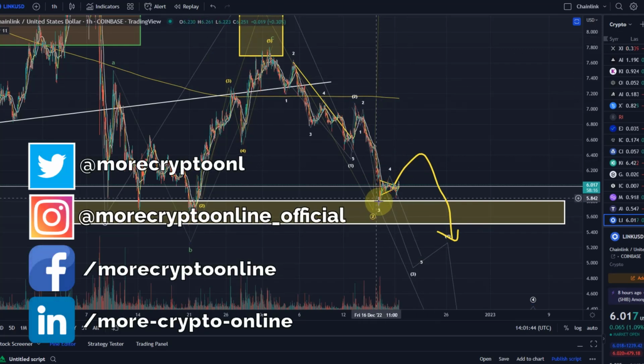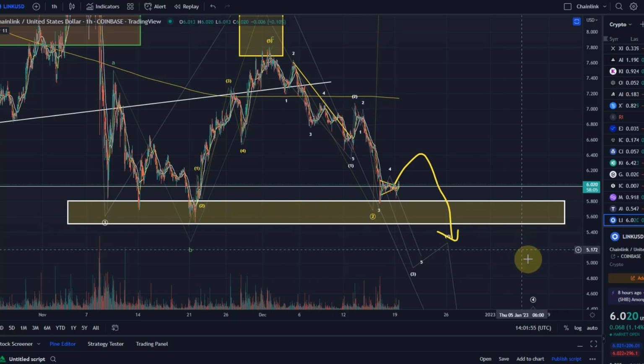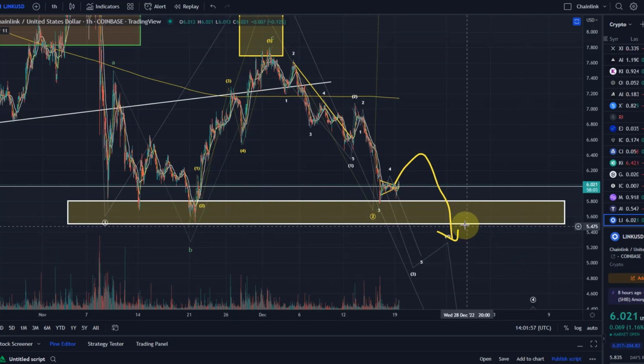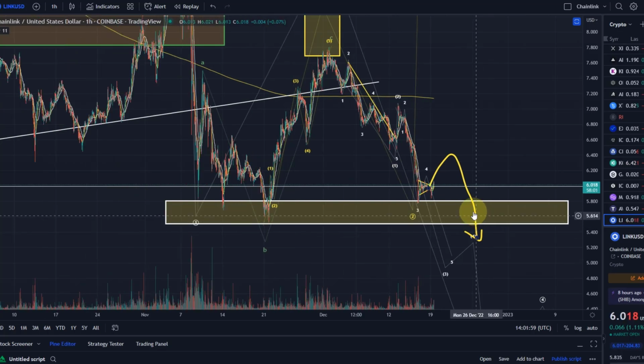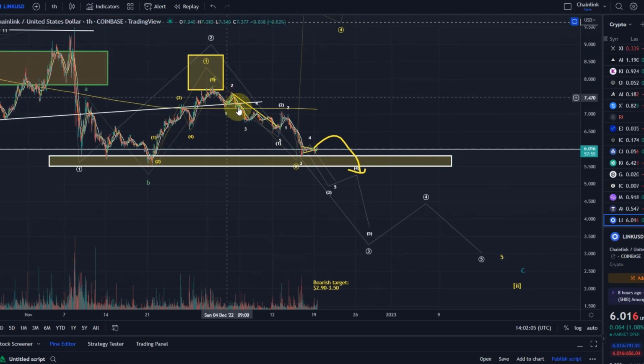Chainlink is bouncing off this support area. In the last video we identified this key support area, which is located between $5.80 and $5.50. This support area should not provide long-lasting support if indeed we are in the bearish wave count. The bearish wave count is the count that goes to the downside in white, and I'm going to highlight it to you.